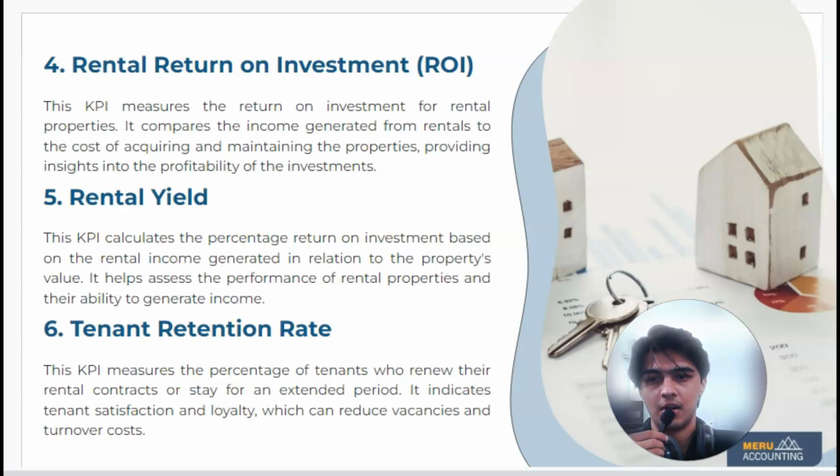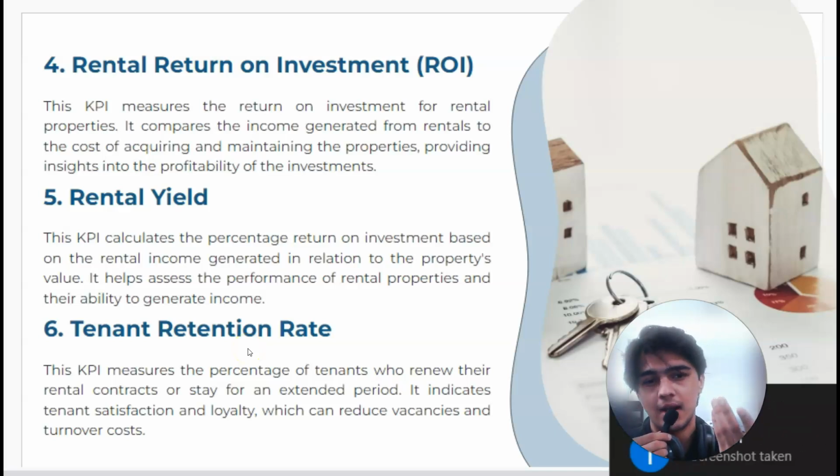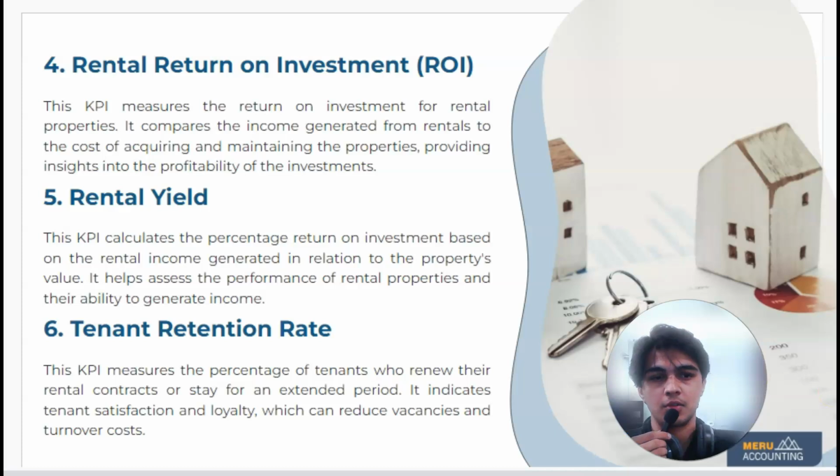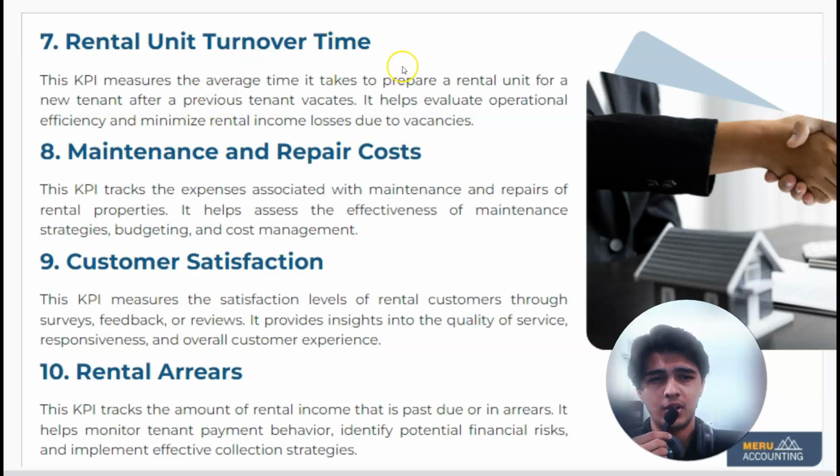Next is tenant retention rate. This indicator will measure the percentage of the tenants who renew their rental contracts. If someone has a contract of 6 months, and he renews the 6-month contract, or extends the period of the rent, then it is a good indicator. Next is rental unit turnover time. This indicator will measure the average time it takes to prepare a rental unit for a new tenant after the previous tenant has left.